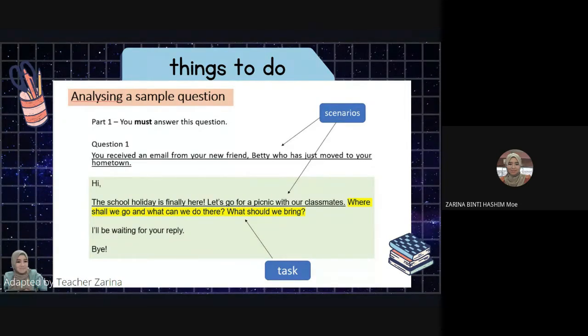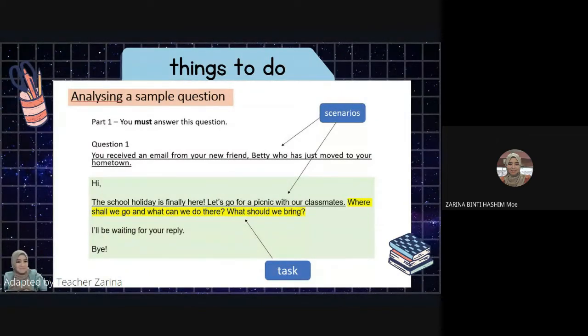All these things are actually the main ideas that you have to answer, that you have to write your reply to. So your reply will have to answer all these 3 questions. Where shall we go means you give the name of a place. What can we do there means what activities you can do at that place. And what should we bring means the things that you normally bring when you go for a picnic. So you have to mention all this. These are the main ideas.